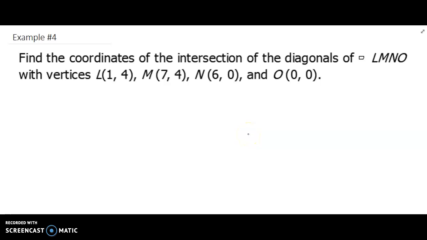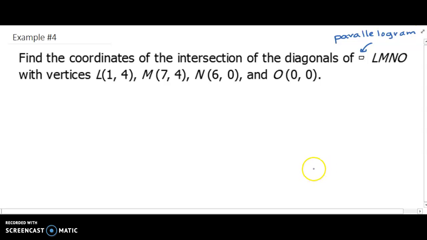All right, guys. So let's look at example 4. Now there's an easy way to do this. It says find the coordinates of the intersection of the diagonals of this little symbol here, which is the symbol your book uses for parallelogram. I've never seen that symbol anywhere else, not to say that it's not, but your book uses this for parallelogram. So in your homework, if you see this, know it's parallelogram LMNO with vertices, and then it gives you coordinates of each of these.